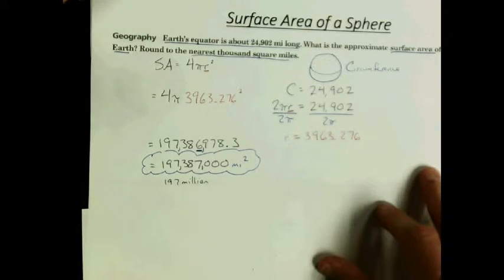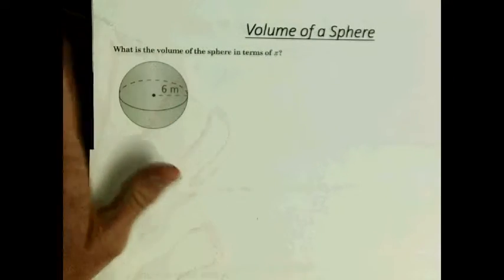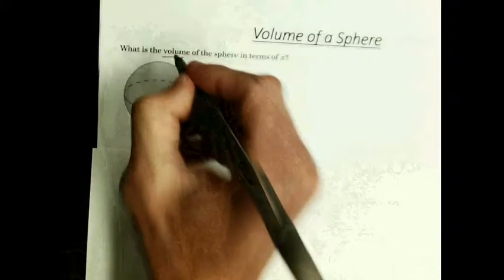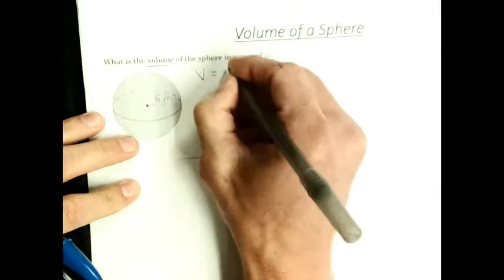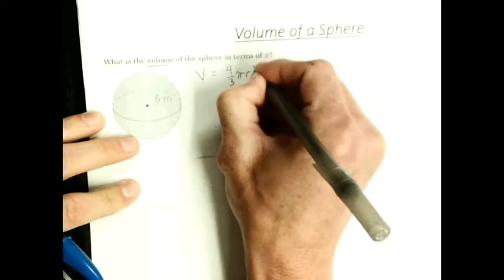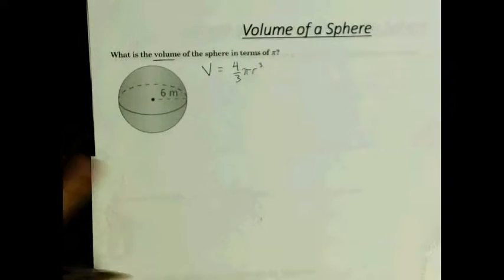The next thing is now going into volume. Okay, so we have to remember the notes at the beginning of the video, which I'll refresh your memory. What is the volume of this sphere in terms of pi? Okay, so now we're going back to the concept of volume, and we have a neat little formula. The volume of a sphere, 4/3 pi r cubed. 4/3 pi r cubed. I'm going to teach you a neat trick.